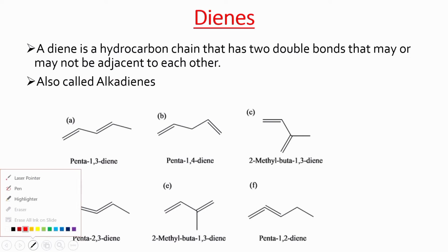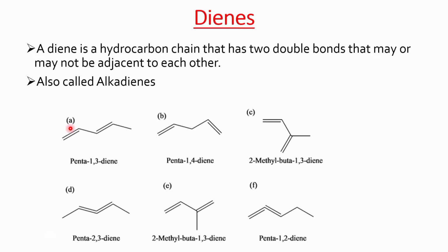As you can see in the first diagram, this has one double bond at the first position and the other double bond at the third position. In this structure also you can see there are two double bonds. In all the structures you can see here, there are two double bonds. So wherever there are two double bonds in the structure, we call that a diene.